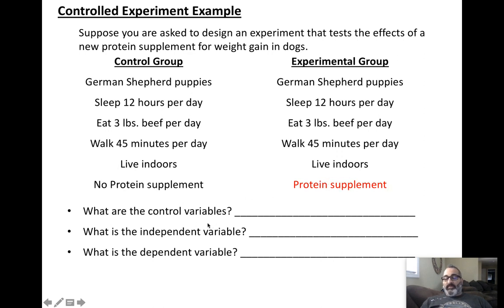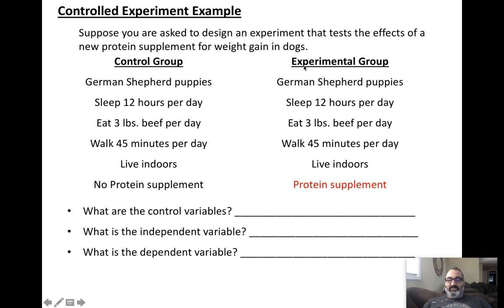What are the control variables? Well, these are the things that we keep controlled in the experiment. So there are things that can affect the outcome that we kept the same. German Shepherd puppies, German Shepherd puppies. Control variable number 1. Sleeps 12 hours a day, sleeps 12 hours a day. Control variable number 2. Eat 3 pounds of beef, eat 3 pounds of beef. Control variable number 3. Walk 45 minutes, walk 45 minutes. Control variable number 4. Live indoors, live indoors. Control variable number 5 in this case. So these are control variables.